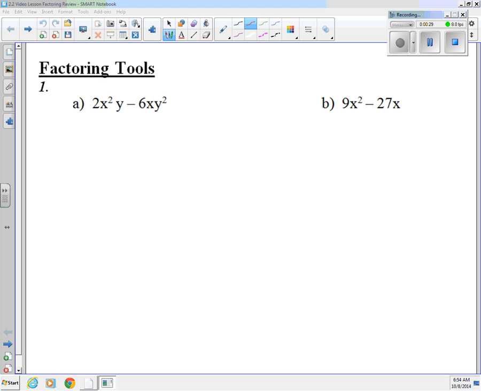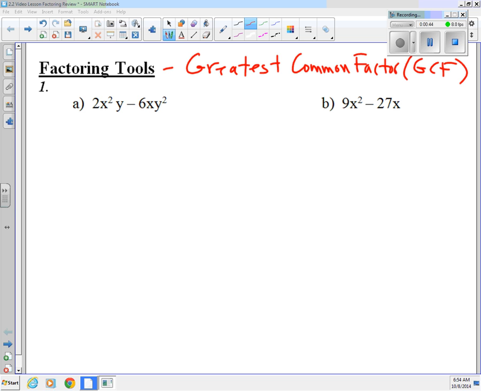And here we go. So our first factoring tool that we should have learned way back in 8th grade is factoring by finding a greatest common factor, or a GCF. Basically the concept is you're undistributing. You're looking at what the terms have in common and figuring out the most you can take out of those terms to undistribute. So let's just do an example.